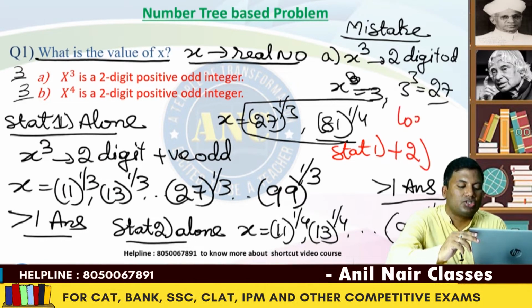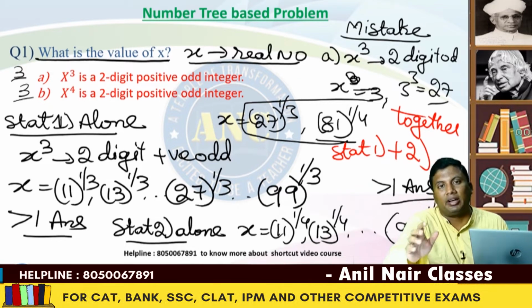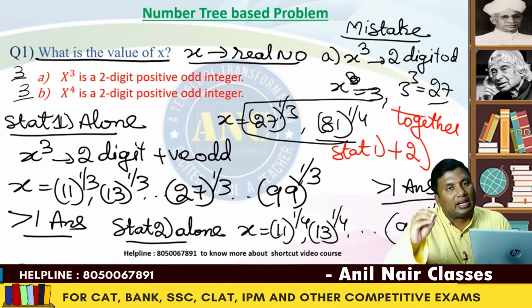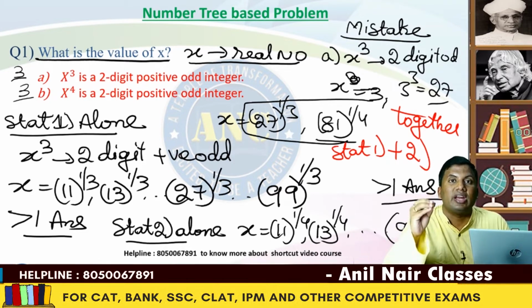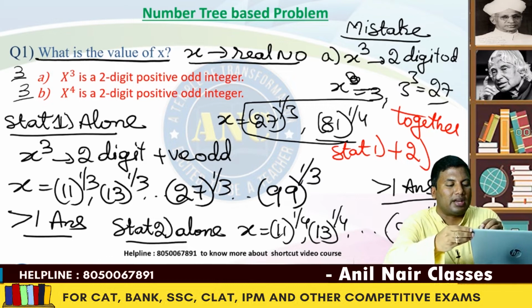Why is each statement alone not sufficient? Because in statement 1 it is not 3, it could be 11 power 1 by 3, 13 power 1 by 3 and so on up to 99 power 1 by 3. In statement 2, it cannot be 81 power 1 by 4, it could be 11 power 1 by 4 to 99 power 1 by 4. Each statement alone is a mistake.